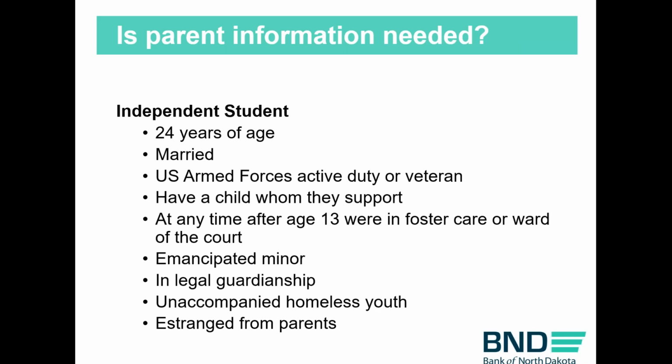So on the screen, things that would make a student an independent are that they're 24, they're married, they're in the military, active duty or veteran, they have a dependent of their own, they were in foster care or a ward of the court anytime after age 13, they were an emancipated minor, which actually in North Dakota, we're the only state that doesn't allow this. It's actually in century code. Or if they're in a legal guardianship, or if they're homeless or estranged from their parents.